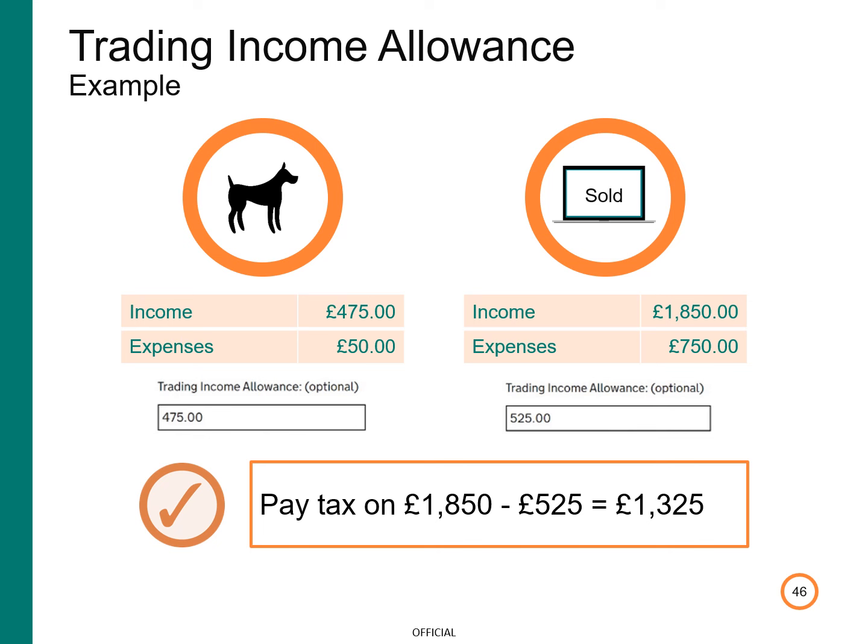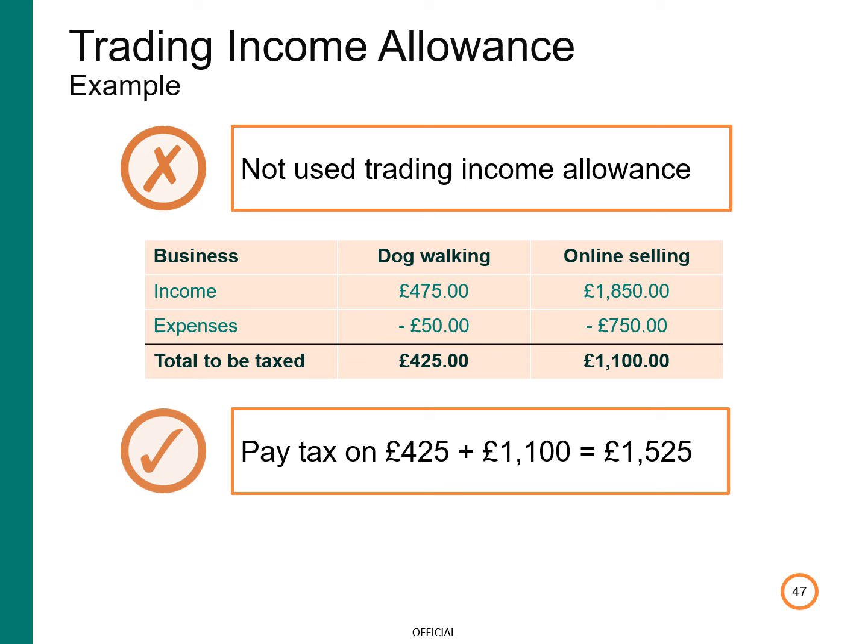They'll pay tax on the remaining online selling income of £1,325. If Chris hadn't used the trading income allowance and shown the actual expenses, they'd have paid tax on £1,525. So Chris is better off using the trading income allowance across the two businesses, as £200 of the income is covered by the allowance and not being taxed.